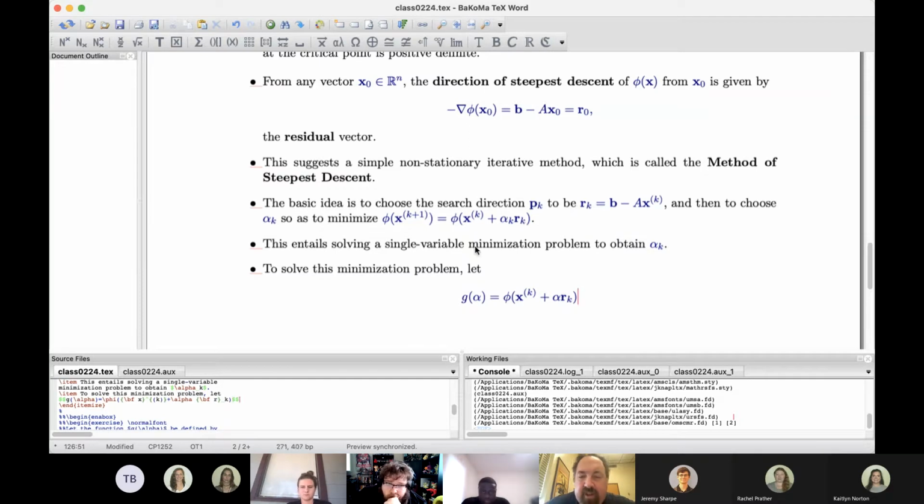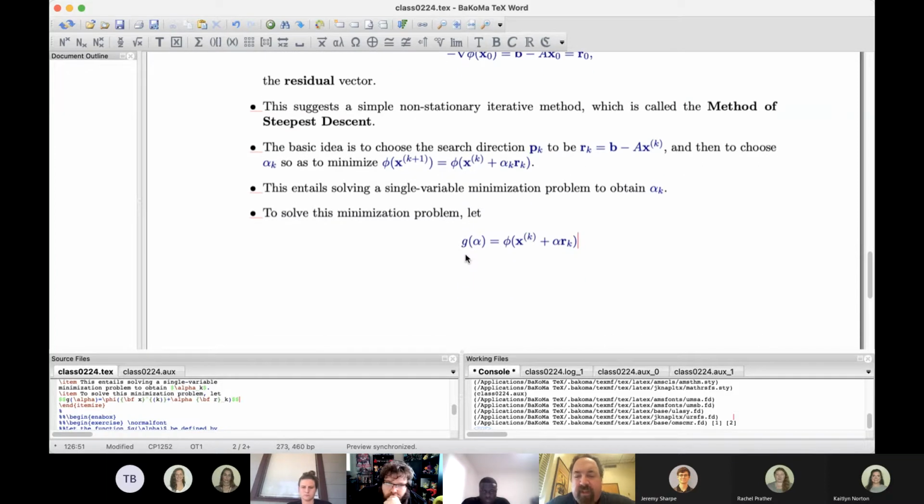Okay, so I'm going to solve this minimization problem as you would in single variable calculus. I'm going to take a derivative of this with respect to alpha, and then set it equal to 0, and find a critical point alpha.